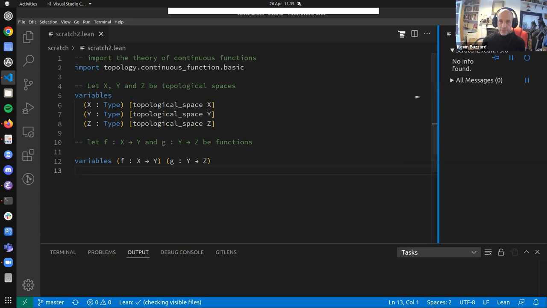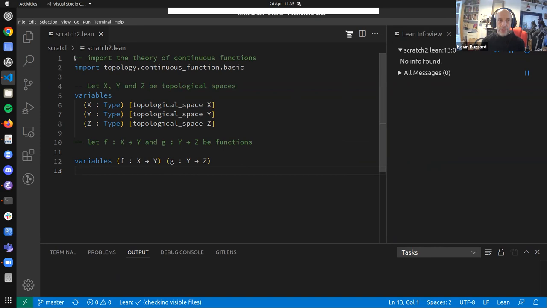I started off with some boilerplate. Let me tell you what's happened here. The computer theorem prover itself knows the axioms of mathematics, but it doesn't necessarily know any mathematics at all. And then on top of the computer theorem prover, there are libraries of theorems. I'm using Lean's maths library right now, which is 850,000 lines of Lean code proving theorems in topology, analysis, algebra, number theory and lots of other areas as well.